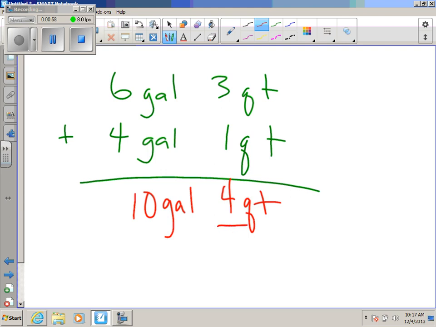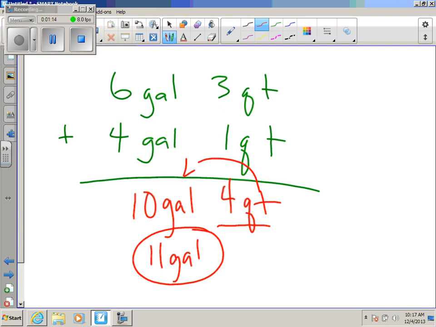And 4 quarts here, now that you think about it, is a gallon in and of itself. 4 quarts equal 1 gallon. So I'm going to carry that over and get 1 more gallon. So my final answer is 11.